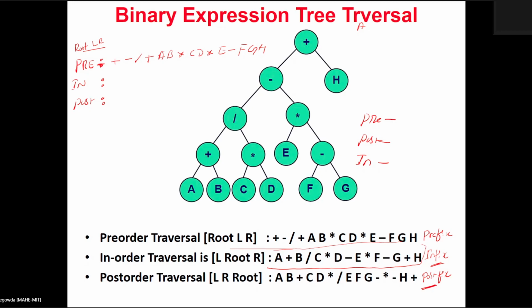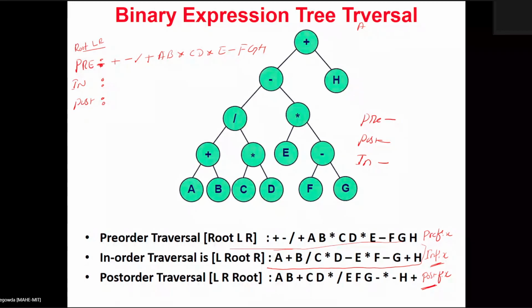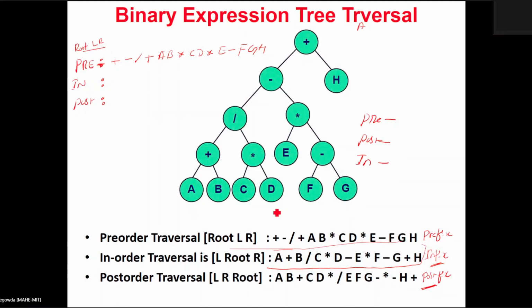When you build a binary expression tree, when it is traversed pre-order, it produces the prefix notation. When it is traversed in order, you will get an infix output. When it is traversed in post order, you'll get the postfix form of the expression. Okay, this is the advantage of a binary expression tree.